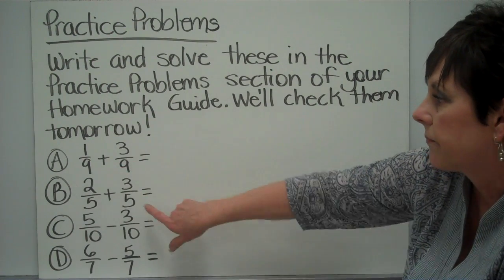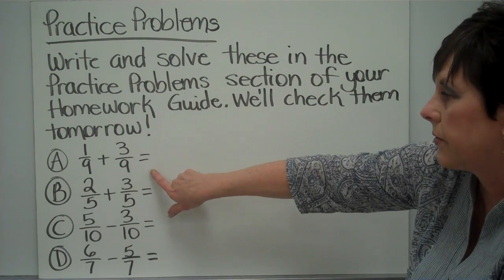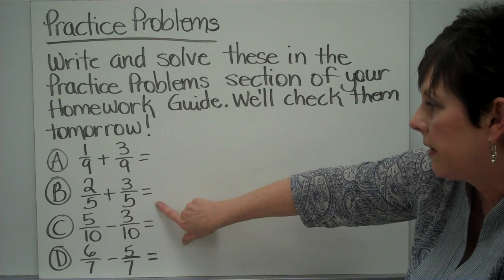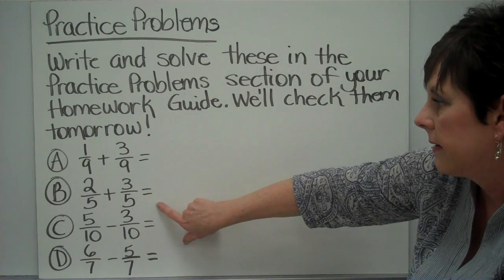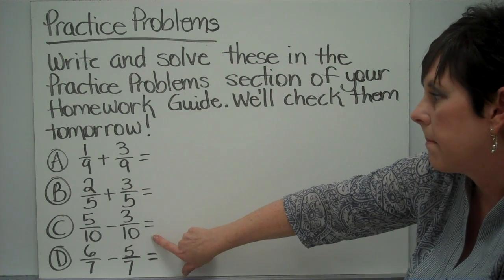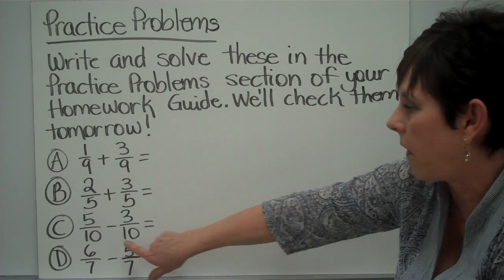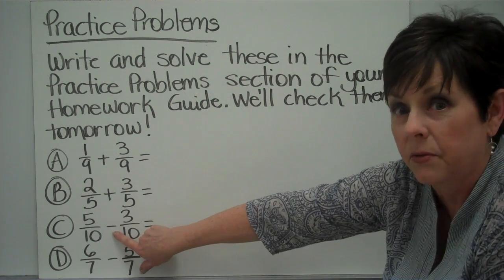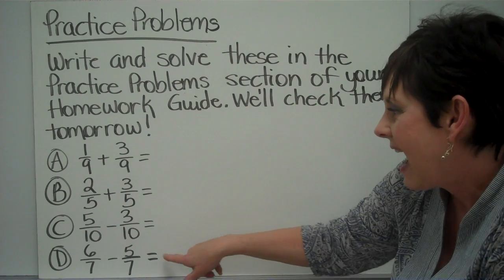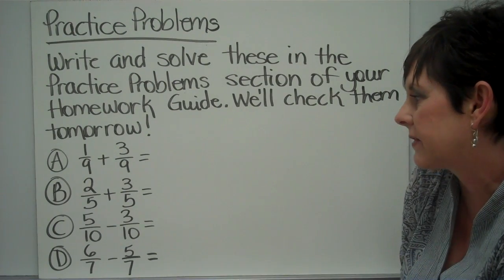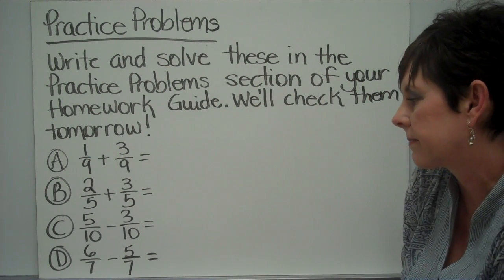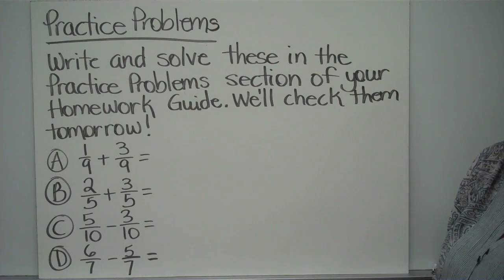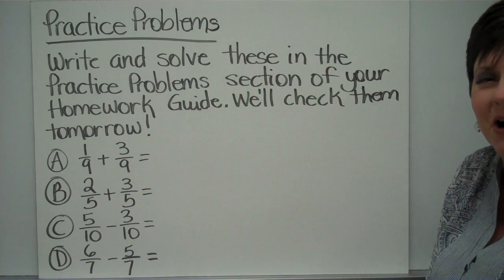We have A, 1/9 plus 3/9. B, 2/5 plus 3/5. C, 5/10 minus 3/10. You've always got to notice your operational symbol because there will be students who will add here. And then the last one, 6/7 minus 5/7. Be sure to write this down, solve it in the practice problem section, and we'll talk about it tomorrow.